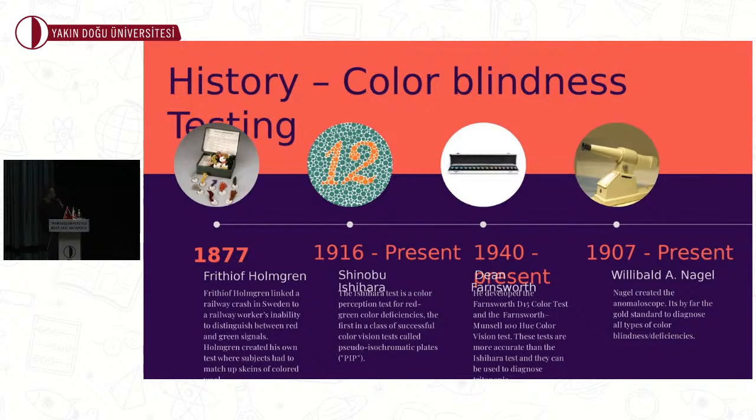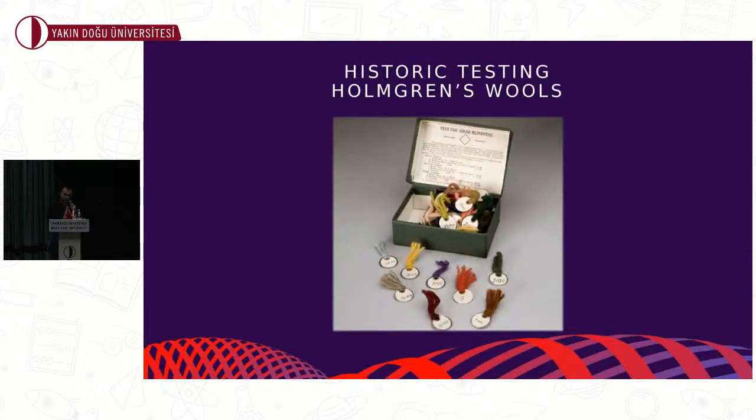That's why others came with the D15 test and the 100 hue test to test for all three types of color blindness. And the most advanced test for color blindness, and this is the gold standard for testing, is called the anomaloscope. However, this device is very expensive and very hard to operate, so it's reserved for military purposes because pilots need to have good color discrimination. This is Holmgren's wool and the Ishihara charts.